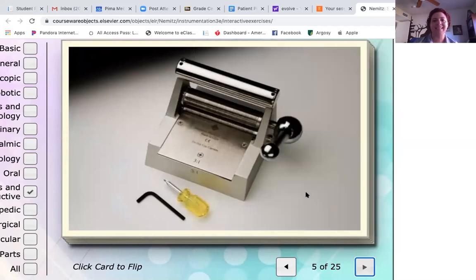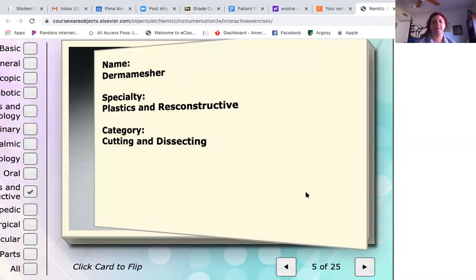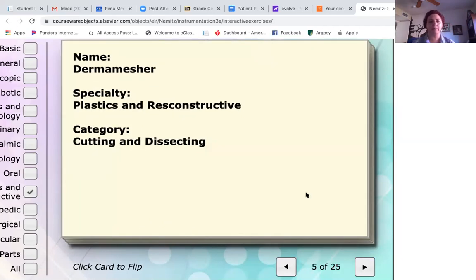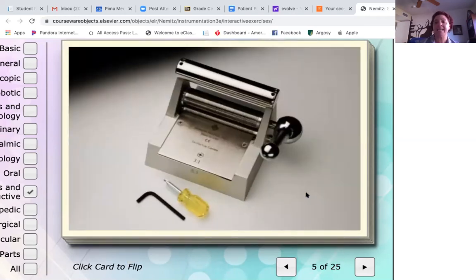So this is called the mesher, or I think the book calls it derma mesher. And this is an interesting device because when we take a skin graft, we can increase its surface size by putting it through a device such as this. It will go on a little plastic card, and that's a disposable part, and it has little lines, and we'll put the skin on there, and then the surgeon will move this little handle back and forth, back and forth, back and forth, or sometimes the handle goes all the way around.